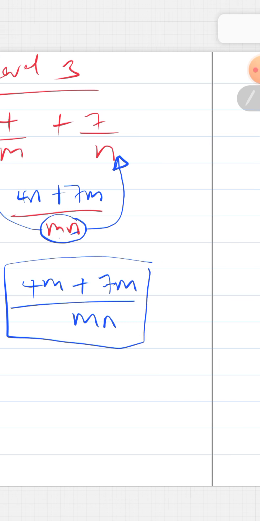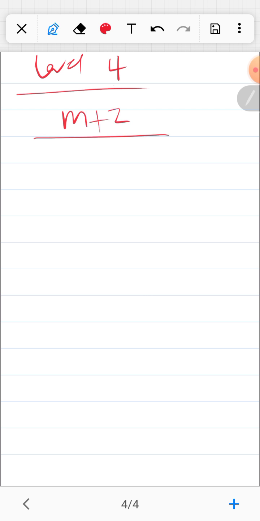Okay, level 4. Level 4 gets more interesting, more cool. So on level 4, I will do number 8, probably 8. m plus 2 out of m squared plus 5m plus 6.